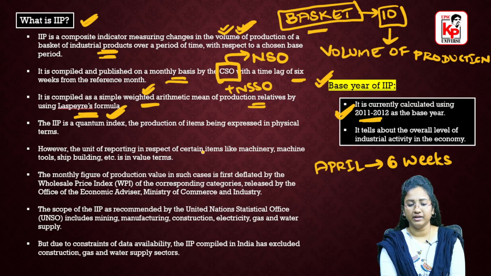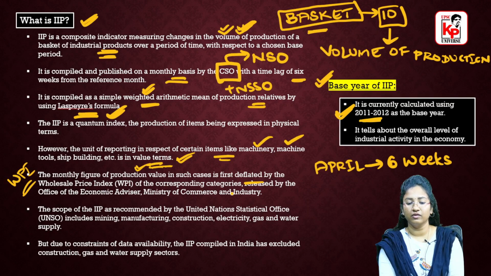However, the unit of reporting in respect of certain items like machinery, machine tools, shipbuilding, etc., will be in value terms, right? And the monthly figure of production value in these cases will be deflated by the wholesale price index.